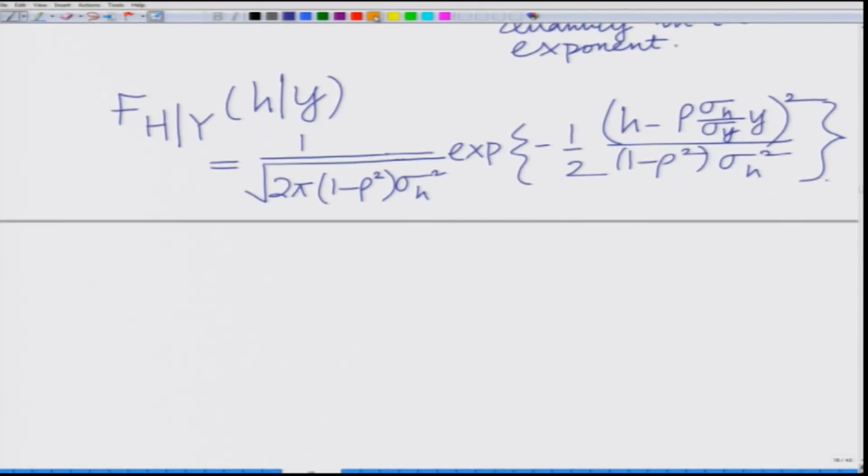Now, what I am going to do is define two new quantities: sigma tilde square equals 1 minus rho square sigma h square, and mu tilde, this quantity over here, equals rho sigma h by sigma y times y. And now, you can see something very interesting.